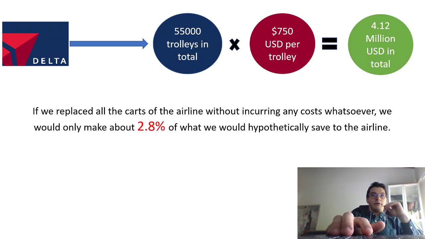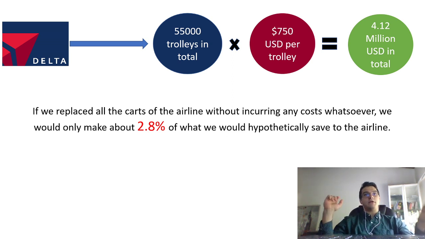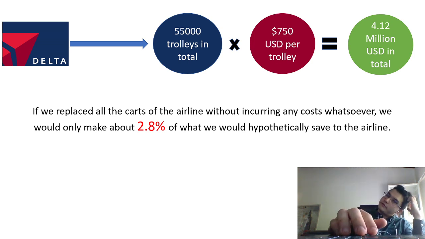So basically we talked about how many carts the airline had, and Delta said they had about 55,000, and they spent about $750 per cart. This means that if they had to replace all carts, they would have to spend about $4 million.